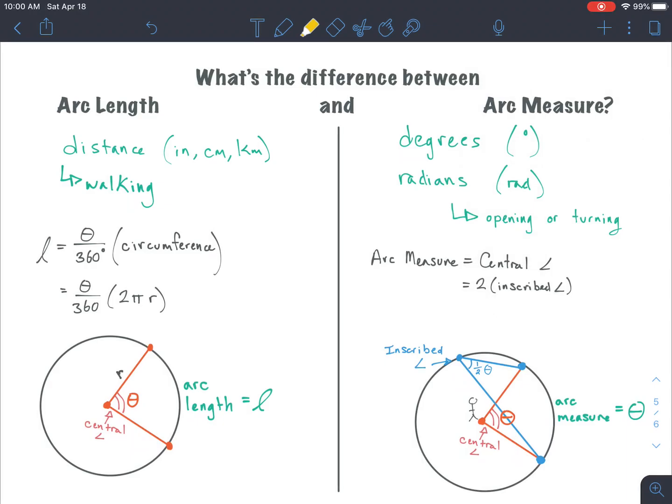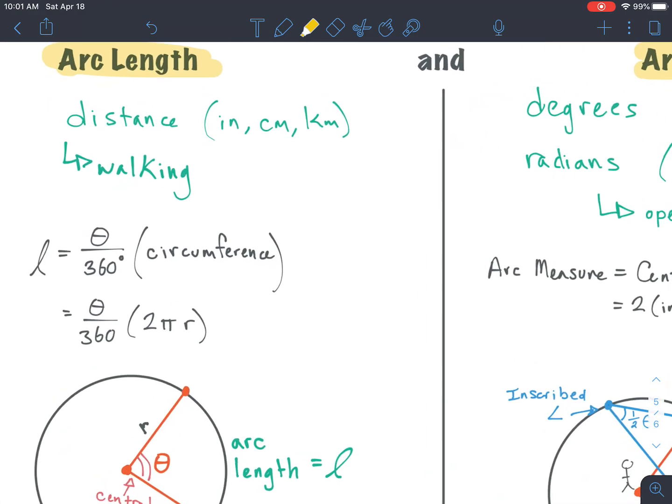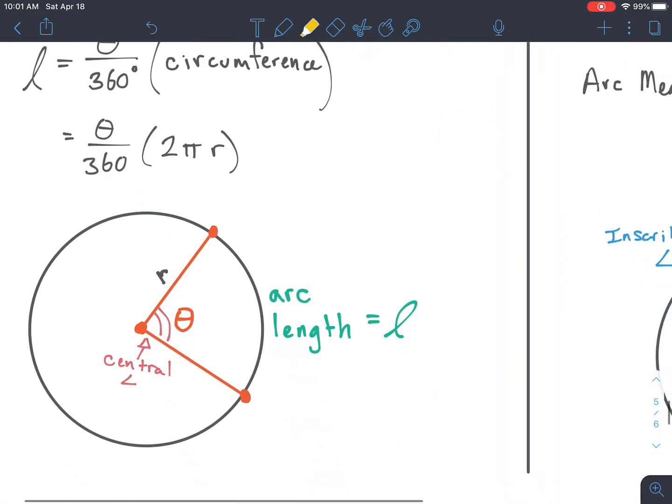I want to talk quickly about the difference between arc length and arc measure. Arc length is a distance that you might be able to walk or drive or fly. And arc measure is an angle. So you would measure it in, say, degrees or radians.